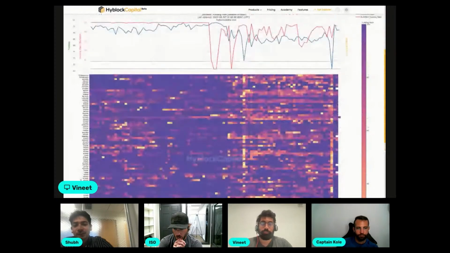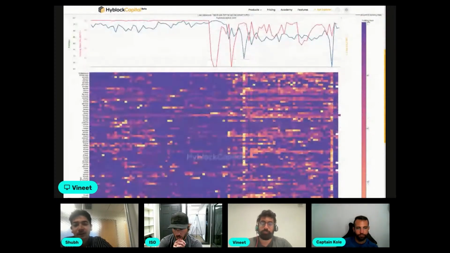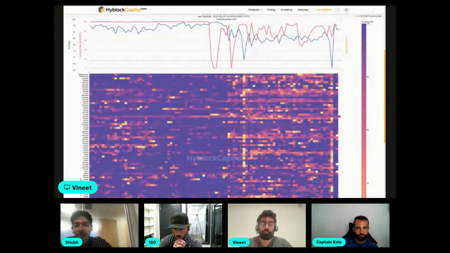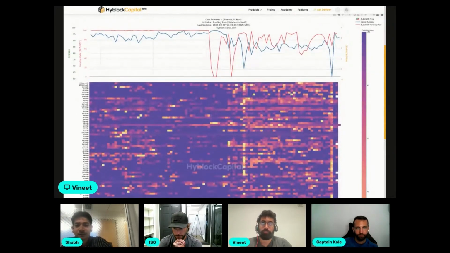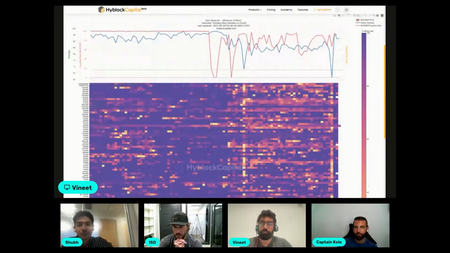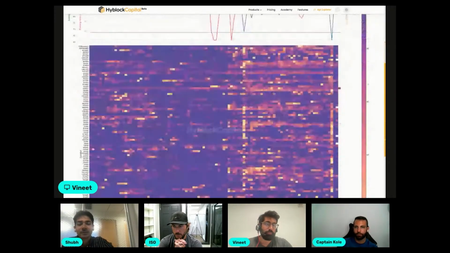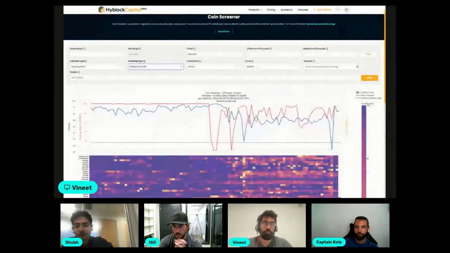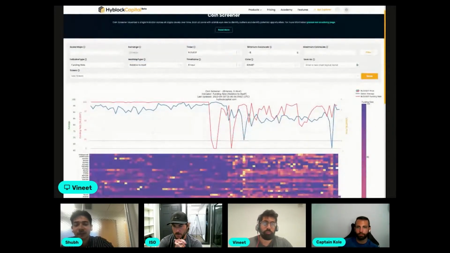Essentially, what you're seeing here is all the coins again, and the brighter spots are the ones that have a negative funding rate, and the darker spots are the ones that have a positive funding rate. If you wanted to, I would probably use a filter here, just because there are a lot of coins. If you just want to see the negative funding rate coins, you could filter for just the extreme negative values.